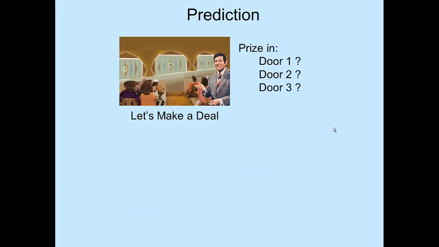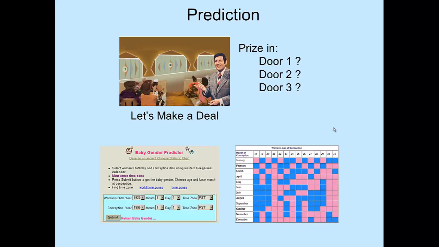But prediction can cover any event that you don't know about. So, for example, in this game show, Let's Make a Deal, Monty Hall has put the prize behind one of these doors, and you don't know which. So your job making a prediction is to predict which door the prize is behind. If you have already become pregnant, but you don't know the gender of your baby, these Chinese statistical charts help you try to predict the gender of your baby even though it already exists.